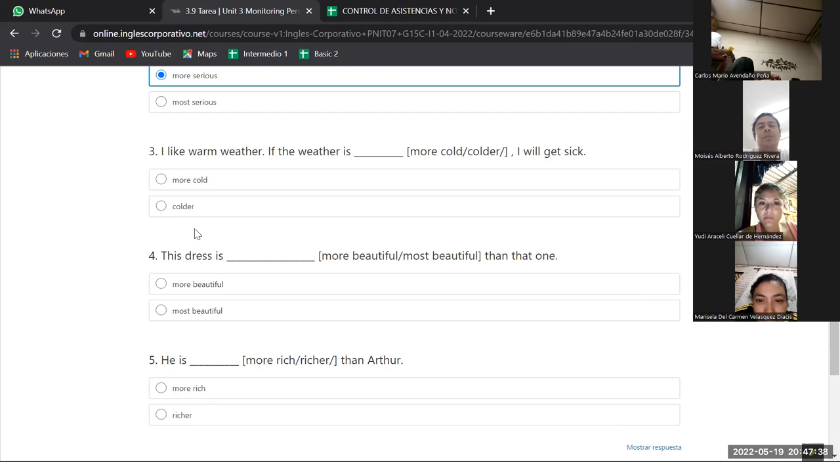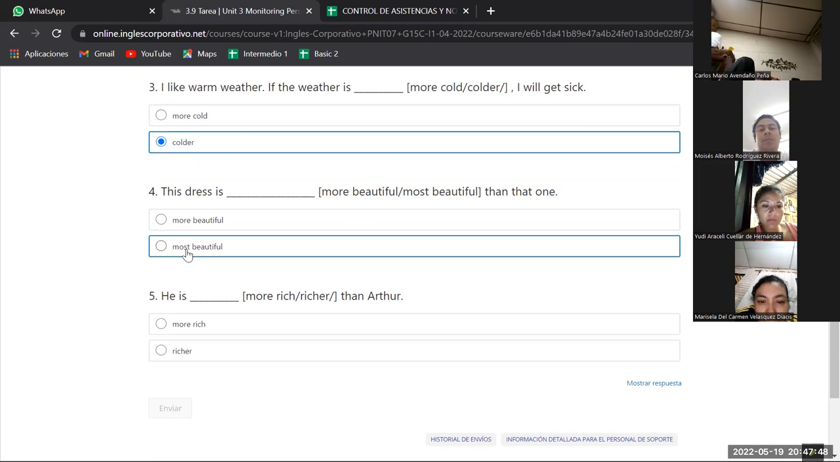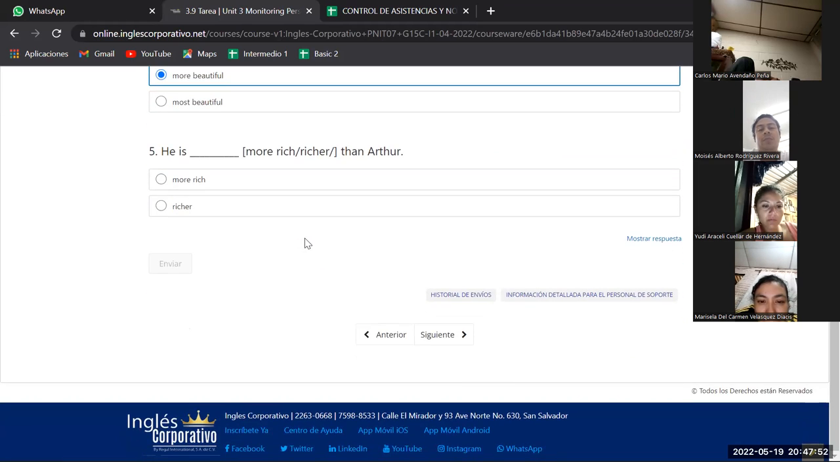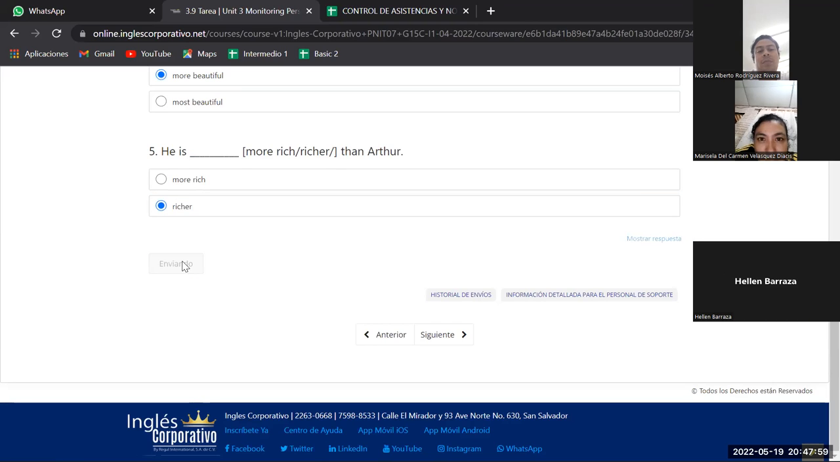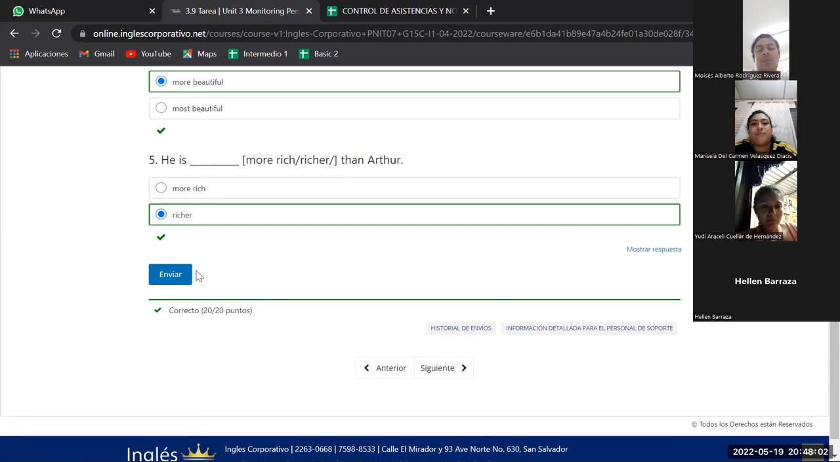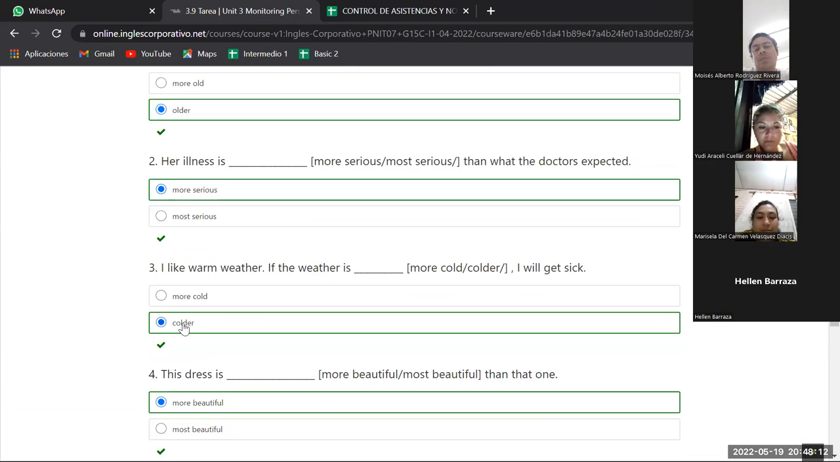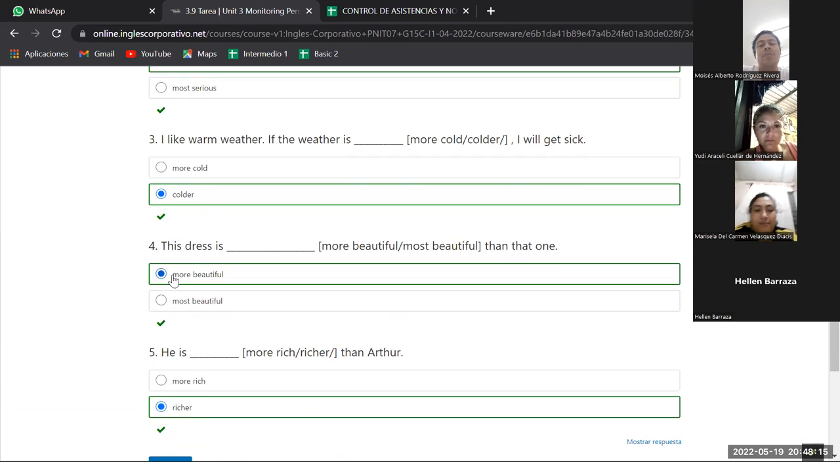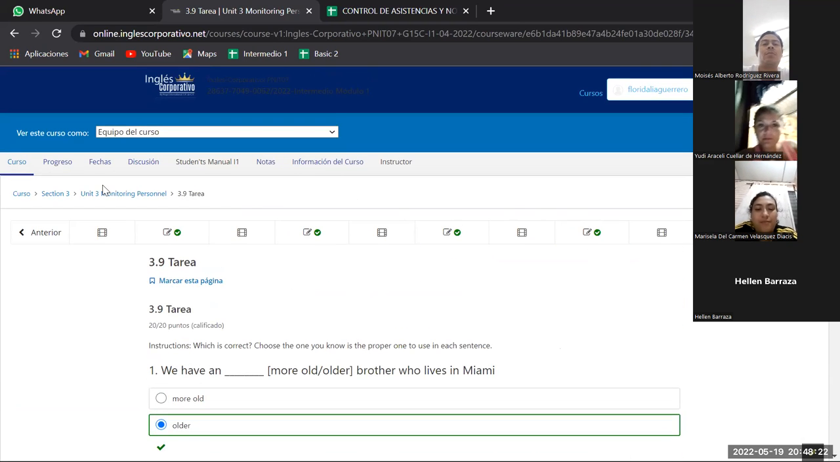Colder. More beautiful. More rich. Richer than. That's correct. So let's review. Number one, remember it's older. Number two, more serious. Number three, colder. Number four, more beautiful. Number five, it's richer. And in this, you should have completed section number three, and then we will go ahead and continue with the rest of them.